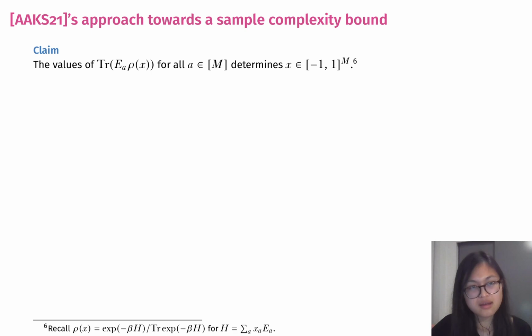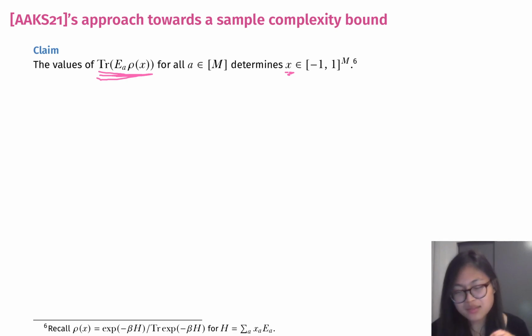And the key idea is that there's this observation that if you know these expectations of observables, trace of E_A rho, if you know them for all of the terms E_A, then it actually determines the parameters of rho. So you can think about this as similar to the result that a Gibbs state is the maximum entropy state satisfying linear constraints that look exactly like this. So it's a similar thing.